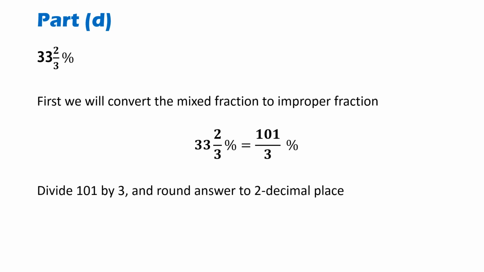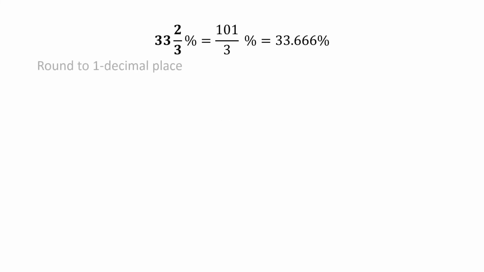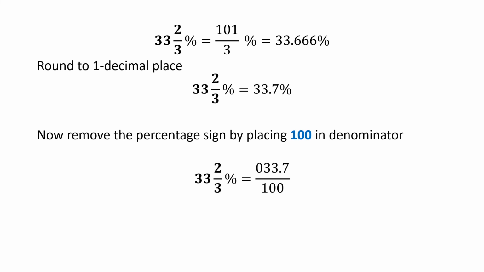Part D. First we will convert the mixed fraction to an improper fraction, then divide the numerator, that is 101, by the denominator, that is 3. By dividing 101 by 3 we have 33.666. By rounding off 33.666 to one decimal place we have 33.7.